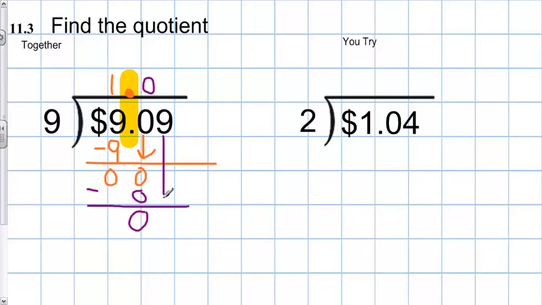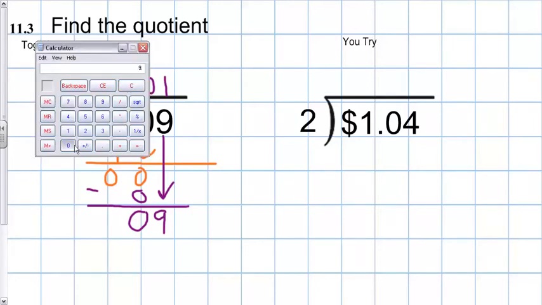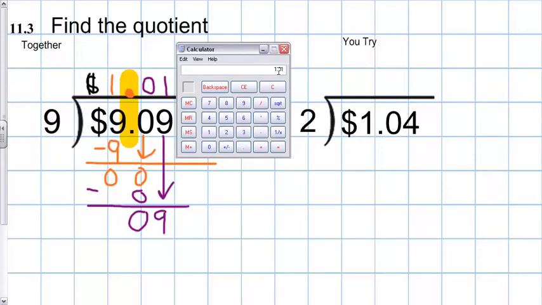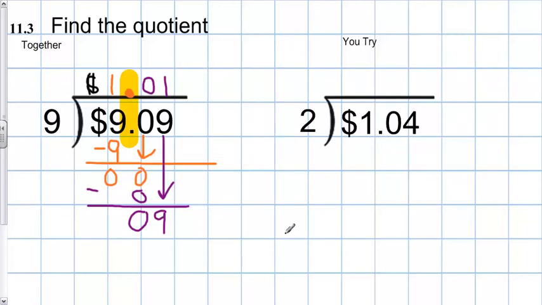So I subtract my 0. Bring my 9 down. How many times does 9 go into 9? 1. Since this is a money problem, what am I going to need to put in front? Gotta put my dollar sign in front. Now I know that $9.09 divided by 9 is $1.01. And again, we can check that real fast. Let's double check our work. 1.01. Awesome.